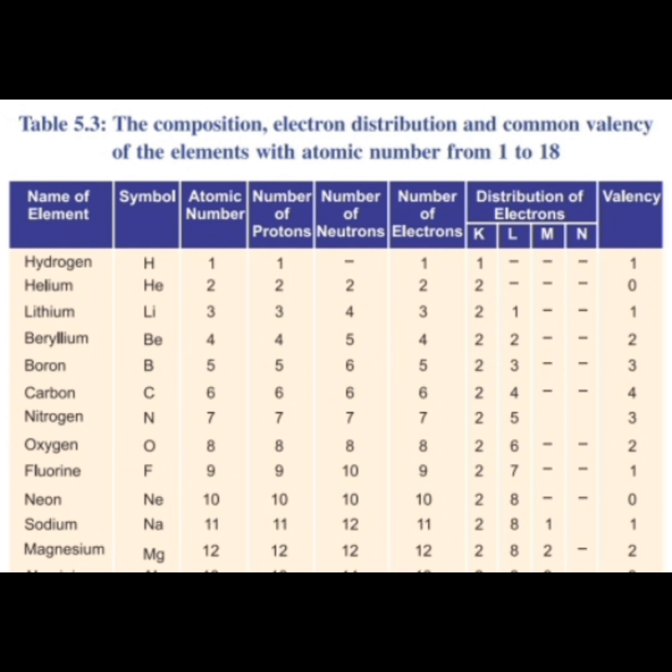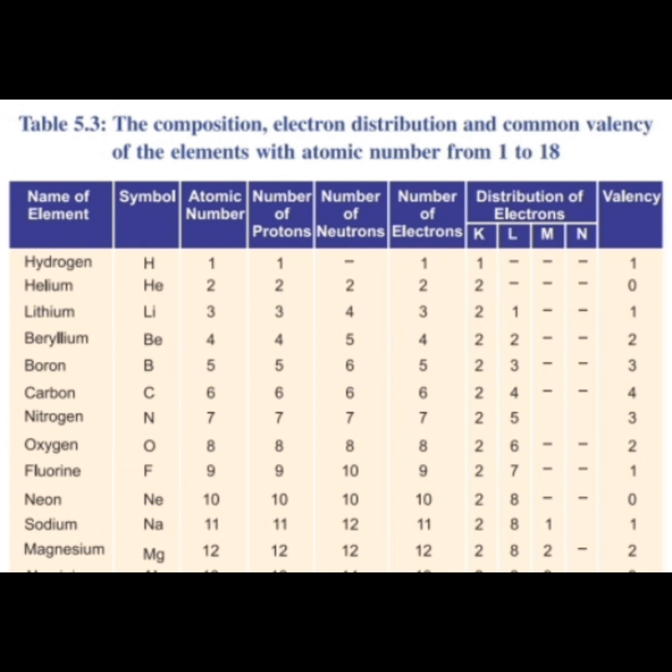Hydrogen, helium, lithium, beryllium, boron, carbon, nitrogen, oxygen, fluorine, neon, sodium, magnesium, aluminium, silicon, phosphorus, sulfur, chlorine, argon. These are the names of the elements, and these are the symbols of those elements. These are the atomic numbers. Like that you can go through it one by one.